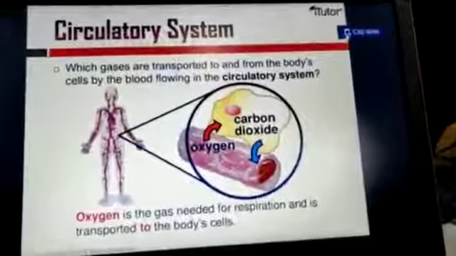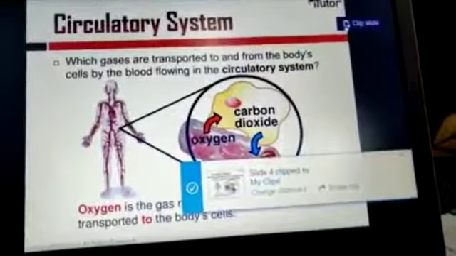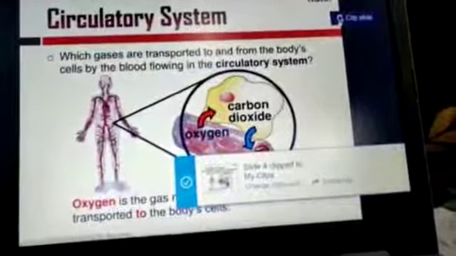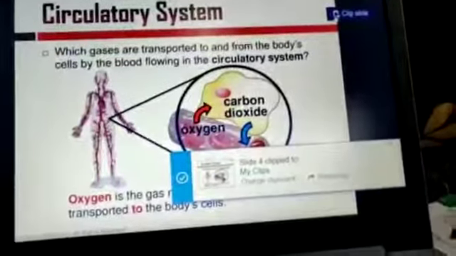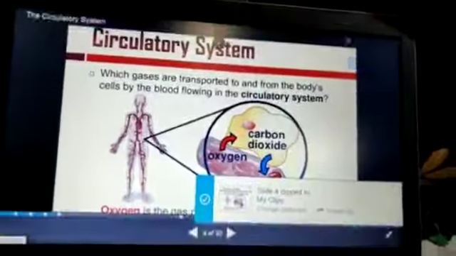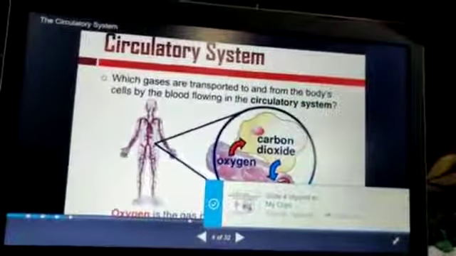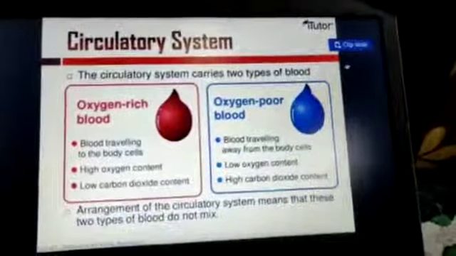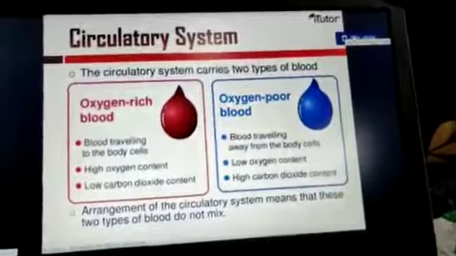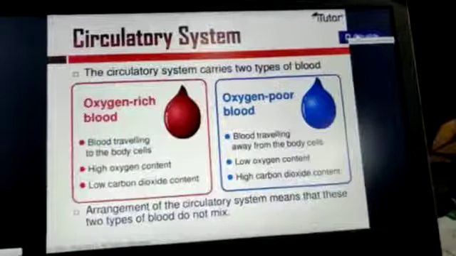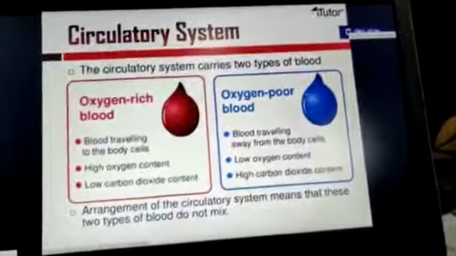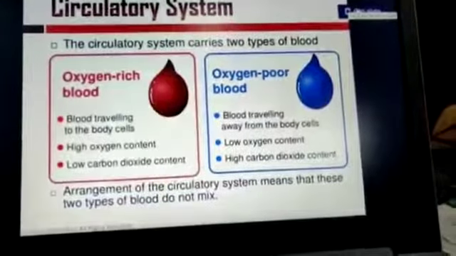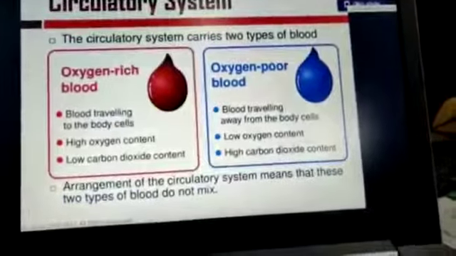Now, in the circulatory system, which gases are transported? Now you must pay attention. The circulatory system carries two types of blood. What two types of blood will it carry? It carries pure blood and impure blood.